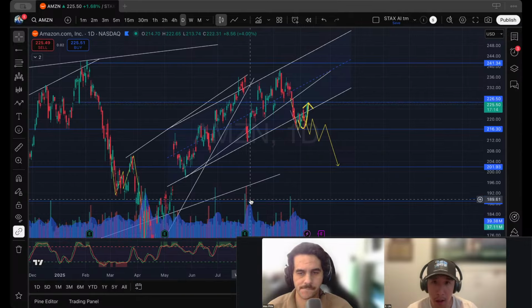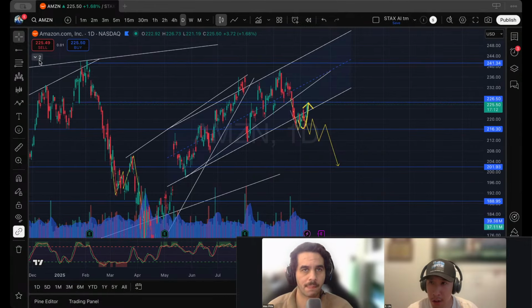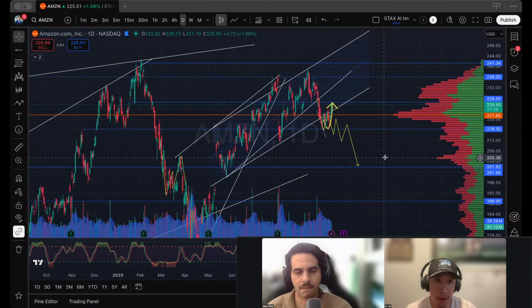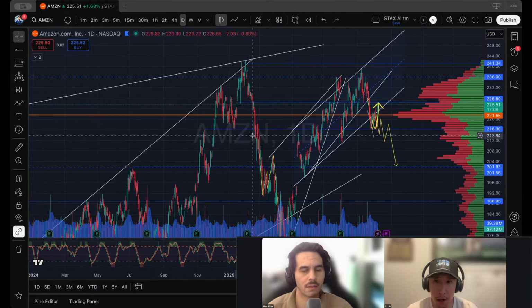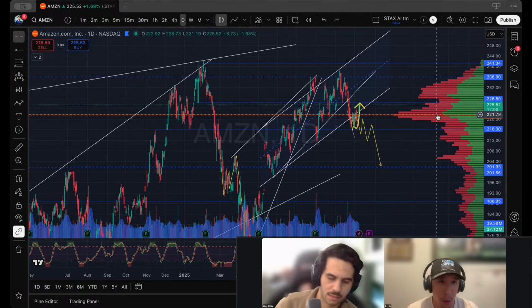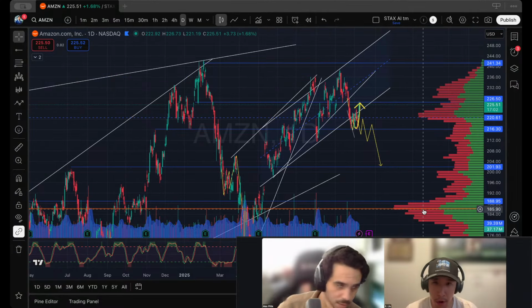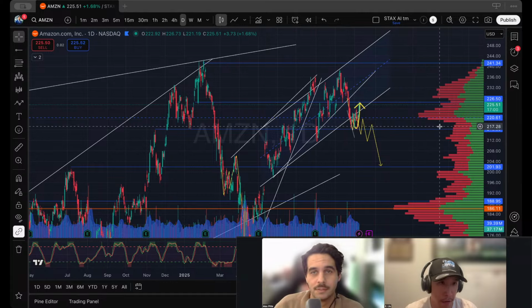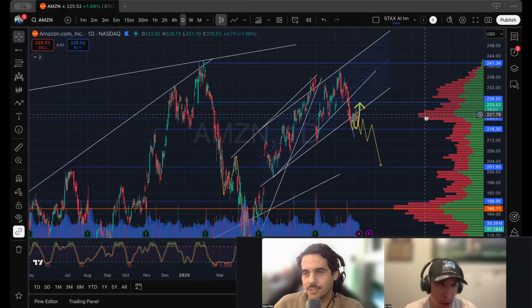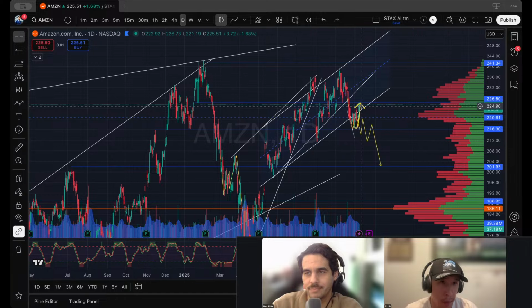All right. Let's quickly look at here. We can always use our volume profile to get a peek. We now are back above this point of control, or the lower point of control is down here at 185. But this next volume node at 221, we're now above it. So that should act as support for us now moving forward.